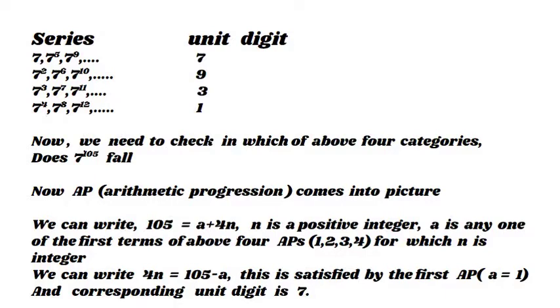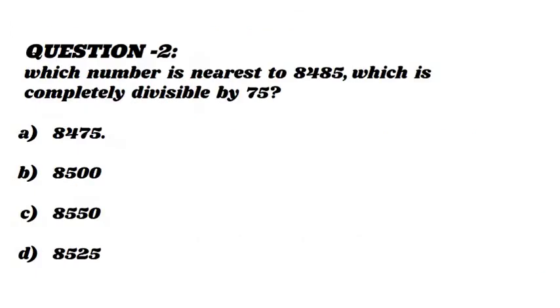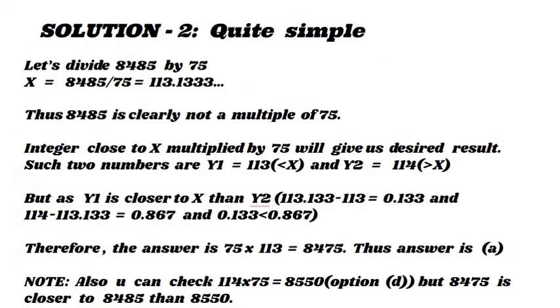So our next question is this: which number is nearest to 8485, which is completely divisible by 75? As compared to the previous question, this question is quite easy, and the answer is 8475. Please try it yourself first and then look for the solution. The solution is quite simple.